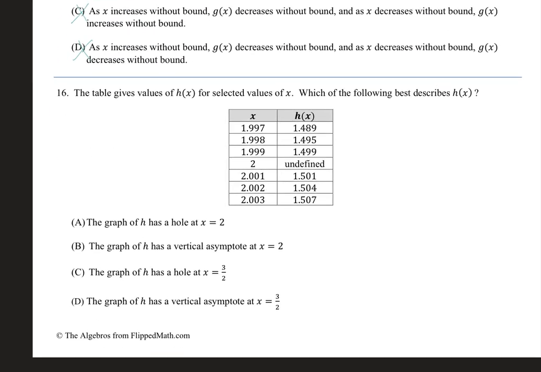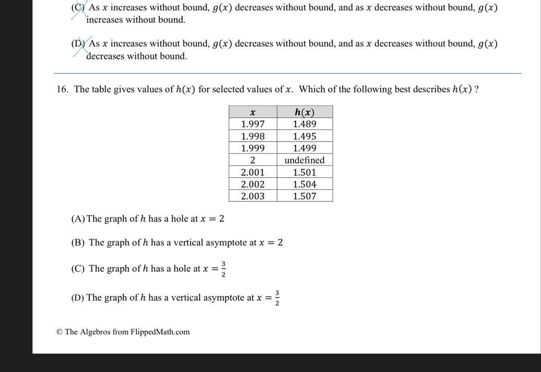Number 16 gives you the values from the table. And again, it says which best describes it. So we want to look at what's happening as our x's are approaching 2 from the left and from the right-hand side. This is getting closer to 1.5. This is getting closer to 1.5, but neither's hit it. So it's skipping over that, which means there is a hole.